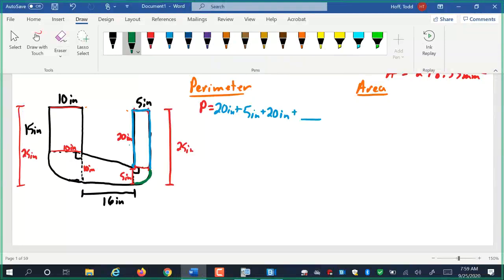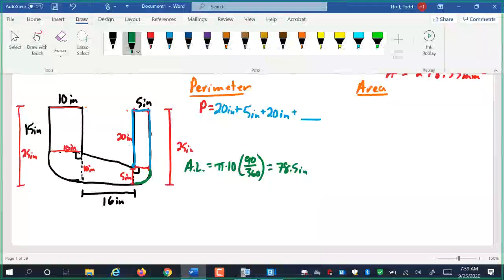So let's find that right now. That is a circle with a radius of 5, so it'll be pi times 10. That would be a diameter of 10 times 90 over 360. Now, since that was a quarter circle, we could have just divided by 4. What does that give us? 78.5 inches there for that.